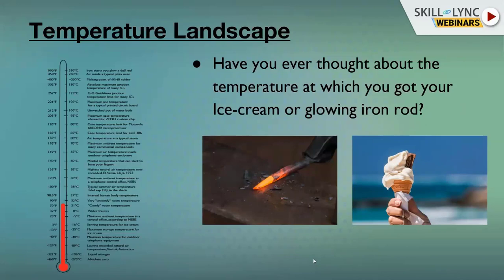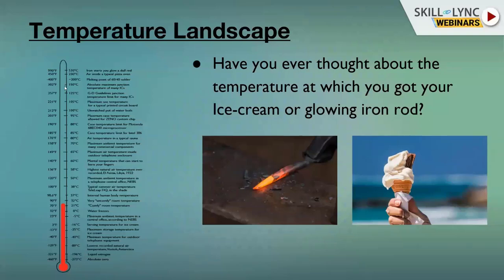I want your focus here on this landscape, and from here I will try to establish a basic understanding of temperature. At 530 degrees Celsius, iron starts glowing dull red. 230 is typically the temperature of a pizza microwave oven, and at 200 degrees Celsius, solder in electronics melts. 105 degrees Celsius is the maximum temperature a PCB board can hold.